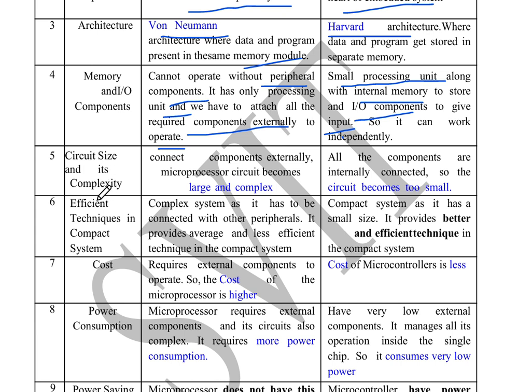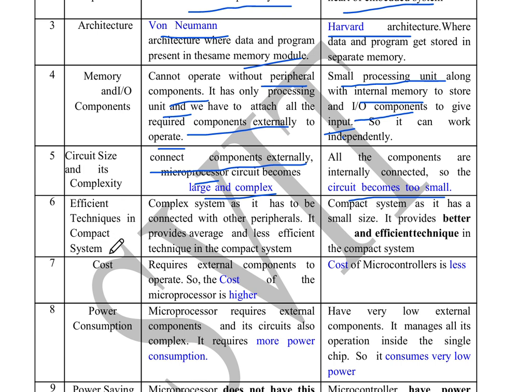Circuit size and its complexity. As we need to connect components externally, the microprocessor circuit becomes large and complex. Whereas in a microcontroller, all components are internally connected, so circuits become small. We need not connect anything to a microcontroller.